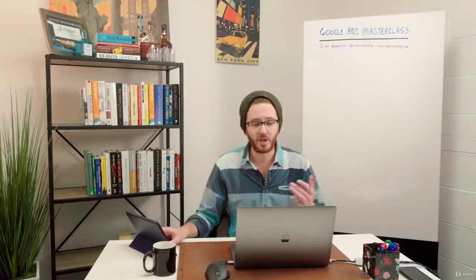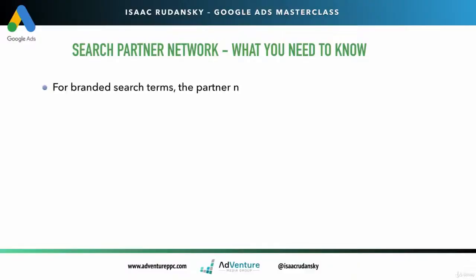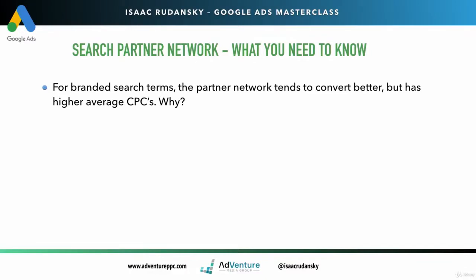So what do you need to know about the search partner network? Some strategies and some suggestions. For branded search terms, so when I say branded search terms, I mean when people are searching for the name of your brand, the name of your company, then the search partner network sometimes converts better, but also has higher average CPCs. Now, why do you think that might be? Take a second to think about it.